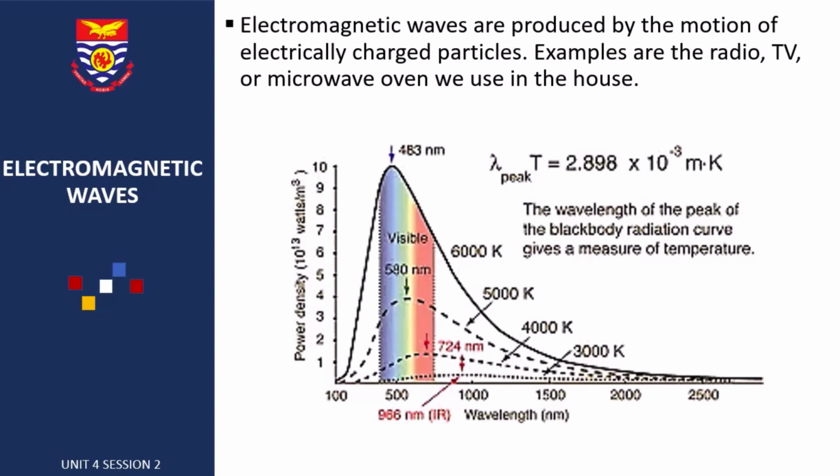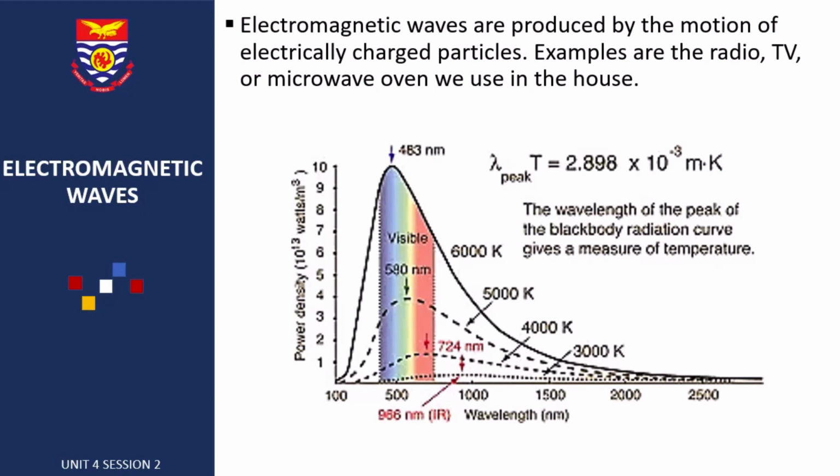Other examples are the visible light, the infrared, and the X-rays that we use in the hospitals. But the difference between them is their frequency, the wavelength, and the energy that they all carry. Electromagnetic waves are produced by the motion of electrically charged particles. An example is what I've stated earlier.